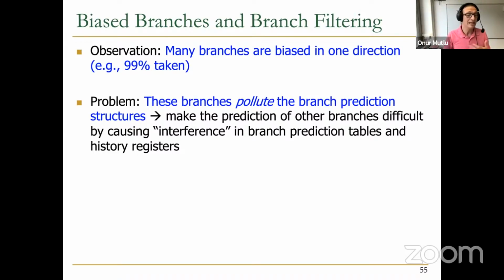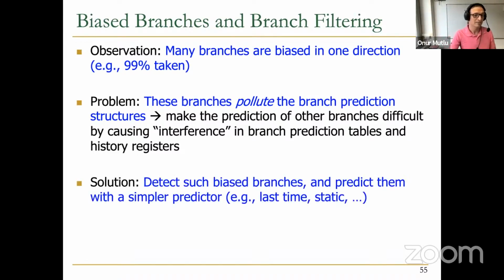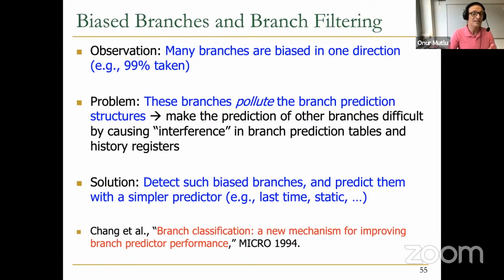The idea is, why not predict them in a much simpler way? Meaning detect such biased branches and predict them with a much simpler predictor, like last time predictor or static predictor. The question is, of course, how do you detect them? But you can have basically simple counters that look at the prediction accuracy of the branches. And if it's very highly predictable, or if the branch is very highly biased towards taken or not taken, then you basically use a much simpler predictor. This is called branch filtering or branch classification, if you will. And this greatly improves performance by, again, introducing heterogeneity into the prediction.